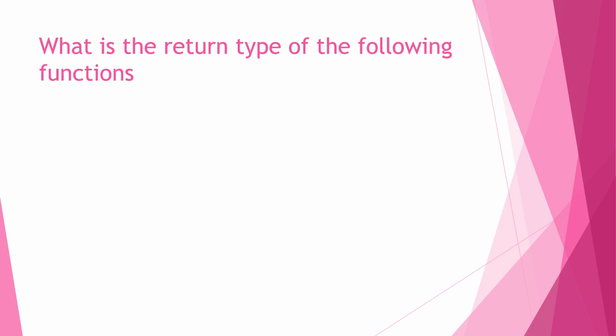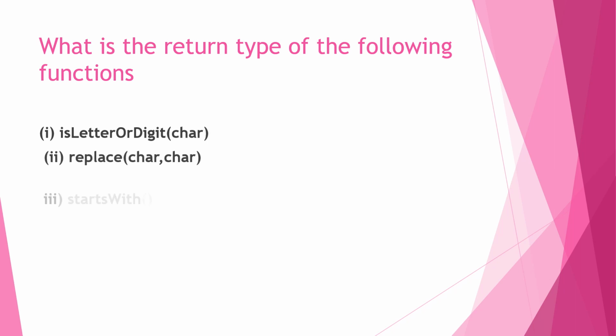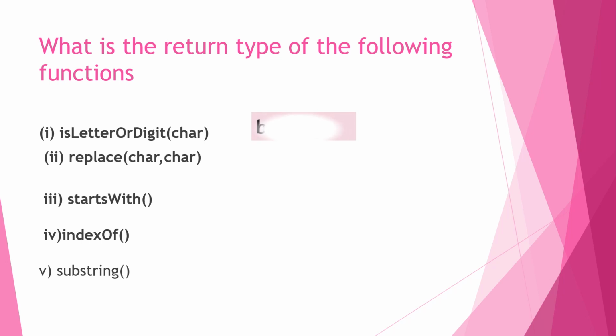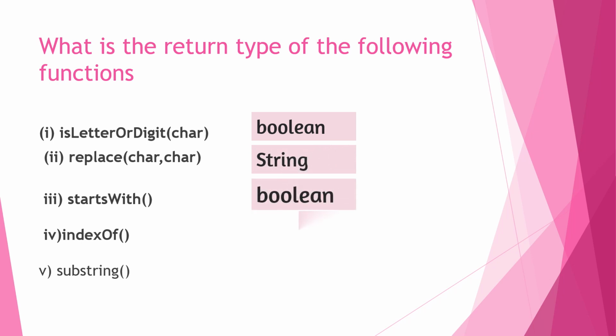What is the return type of the following functions? Some more functions are there: isLetterOrDigit, replace, startsWith, indexOf, and substring. isLetterOrDigit is a check, so the answer is boolean. Replace returns String. startsWith gives true or false, boolean. indexOf is int, and substring is String.